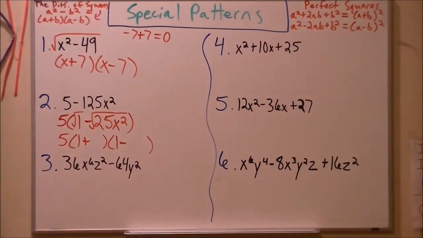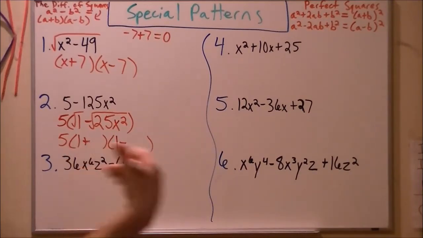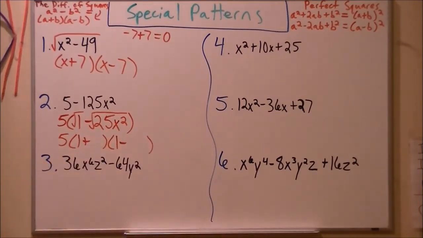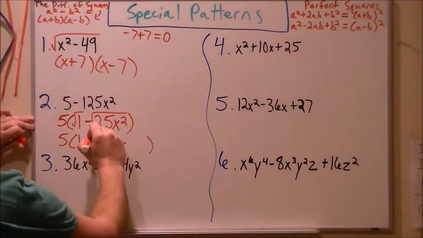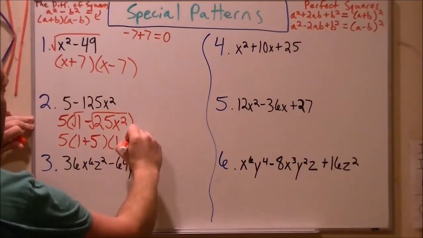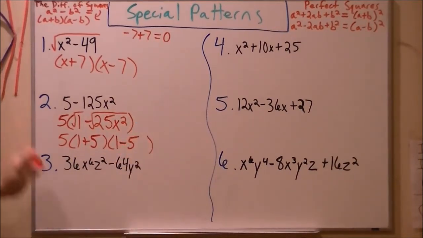Now, what is the square root, first of all, of the number 25? In other words, what number times itself gets you to 25? That's the square root. Well, the number times itself that gets you to 25 is 5. And so I'm going to write that in both spots.